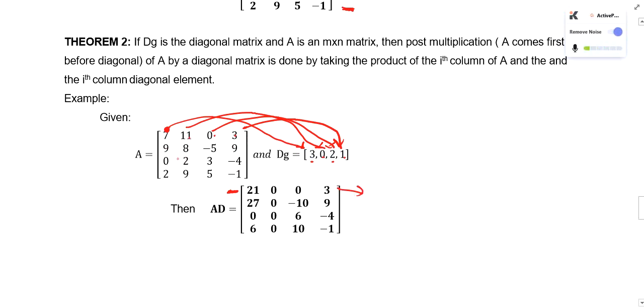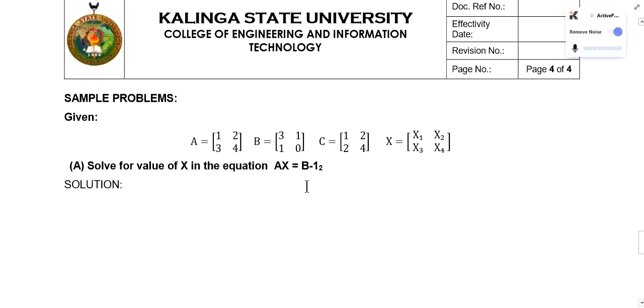So, sa row 2 naman, you just have to multiply 9, 8, negative 5, and 9 doon sa ating diagonal na 3, 0, 2, 1, and so on. Ganyan din yung gagawin sa third row and then yung ating fourth row. So, multiply natin yung third row dito sa diagonal, makukuha natin yung third row elements, and then yung fourth row, i-multiply natin dito sa ating diagonal, makukuha natin yung elements ng ating fourth row sa matrix A, D. So yan yung theorem for the matrices.